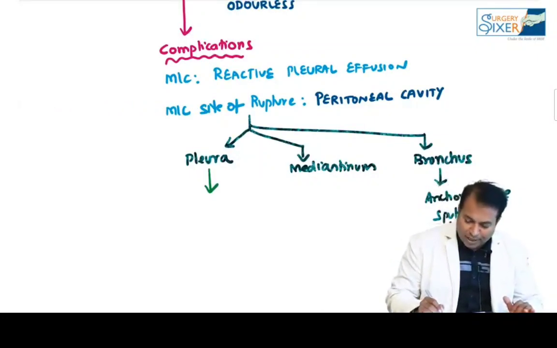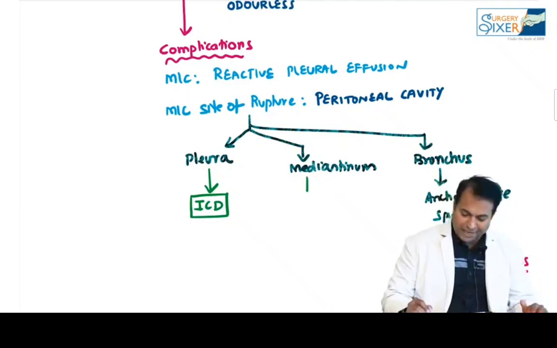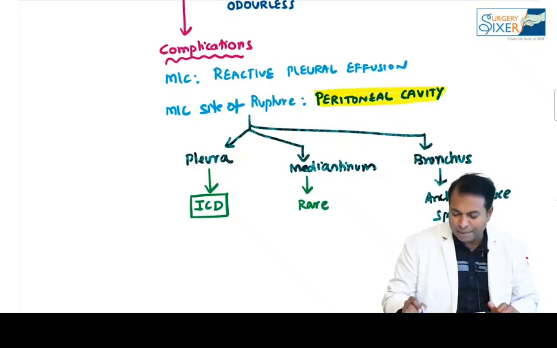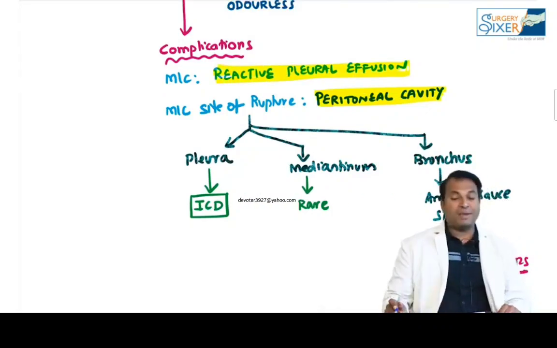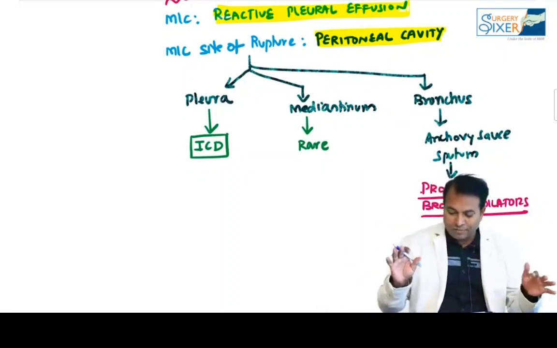If it is connected to the pleural cavity, such patients we will put only an ICD. Intercostal drainage is enough. Rupture into the mediastinum is very rare. So please remember, the most common site of rupture is into the peritoneal cavity. No need to do anything about the reactive pleural effusion. Usually it resolves after you treat the amoebic abscess. If it has ruptured into the pleura, you should put an ICD. If it ruptures into the bronchus, you should put the patient prone with bronchodilators.